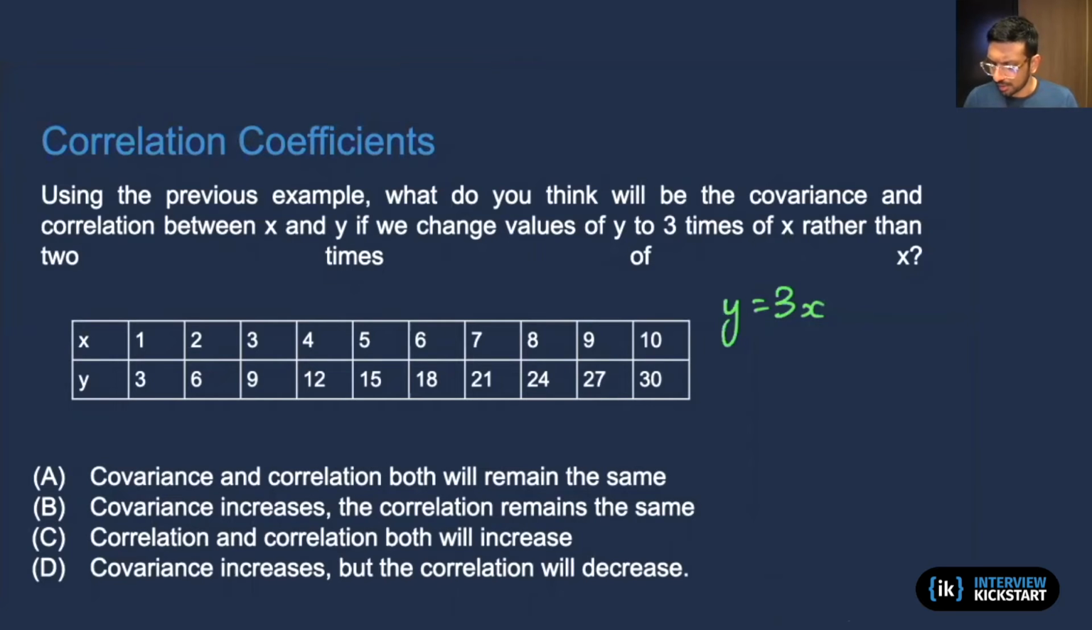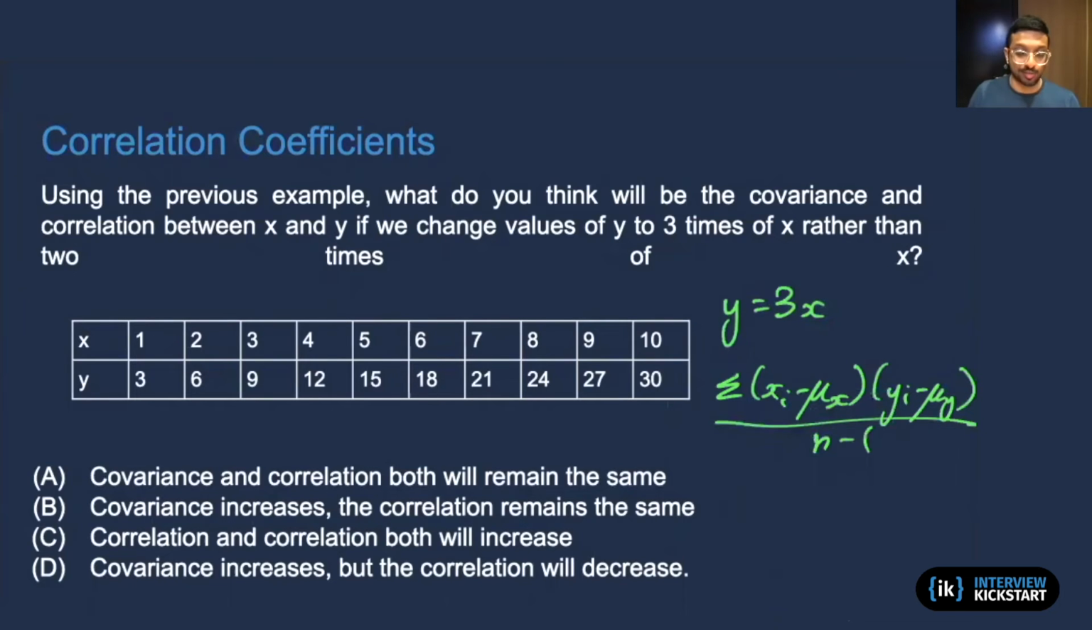It turns out, let's maybe just think about it a little bit. We have the covariance is equal to sigma xi minus mu x, yi minus mu y, divided by n minus 1. N minus 1 is going to be exactly the same in this case, right? So the covariance is going to depend entirely on the values of xi and yi. In this case, the values of xi are going to be exactly the same. So it's going to basically come down to yi. And if we were to calculate the mean of y, we would see that the mean is equal to 16.5 in this case.